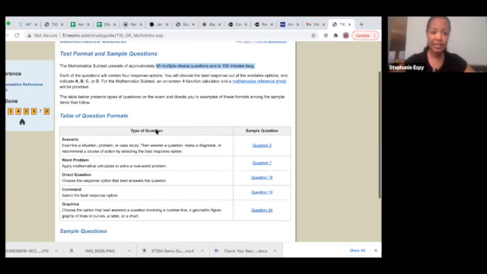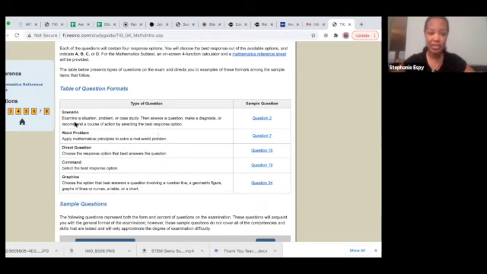And then you'll see at the bottom here the types of questions. So you have scenario questions where you have to examine a situation, a problem, or a case study, then answer a question, make a diagnosis, or recommend a course of action by selecting the best response. You have word problems where you have to apply mathematical principles to solve a real world problem. You have direct questions where you choose a response option that best answers the question. You have command questions where you select the best response option.